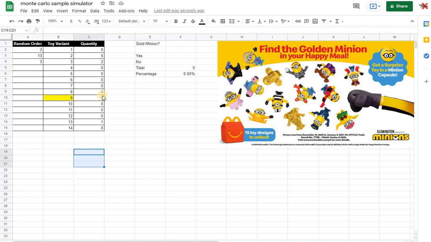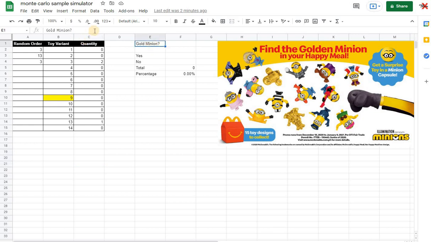And then on the third column, we have the quantity. Meaning, how many of each variant did we get? So for example, number 3. Let's say this is number 3, this minion with the blonde hair. So we got 2 of that. And then let's say this is number 13, the vampire minion. So we had 1 of that. So already in one purchase, we had a duplicate in 1. And we did not get the golden minion, which is 9. So having all of these said, let's go now to the computation.